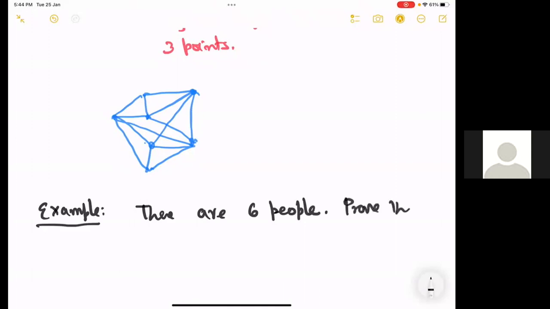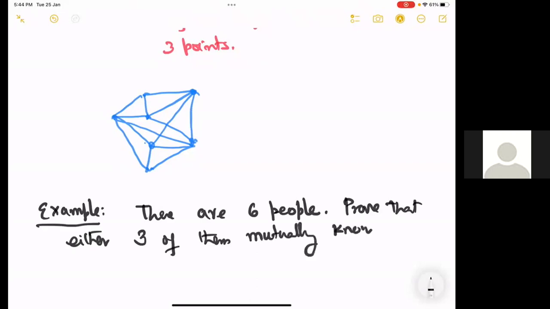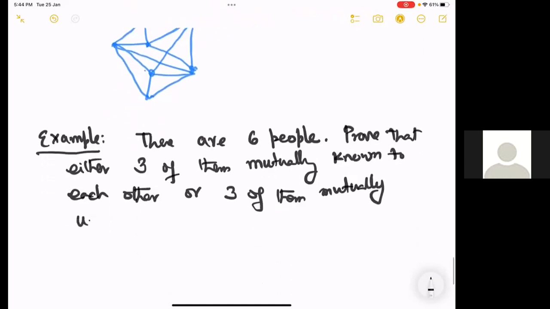Prove that either 3 of them are mutually known to each other, or 3 of them are mutually unknown to each other. The problem is clear? Yes, sir.